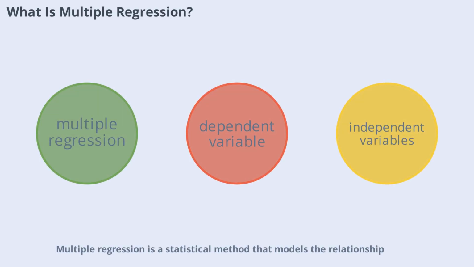Multiple regression is a statistical method that models the relationship between a single dependent variable and two or more independent variables. Unlike simple regression, which looks at just one predictor, multiple regression allows us to analyze how several factors together influence an outcome. This approach is especially useful when real-world situations are complex and influenced by many variables. For example, predicting house prices might depend on location, size, and age of the property. Multiple regression helps us quantify the impact of each factor.